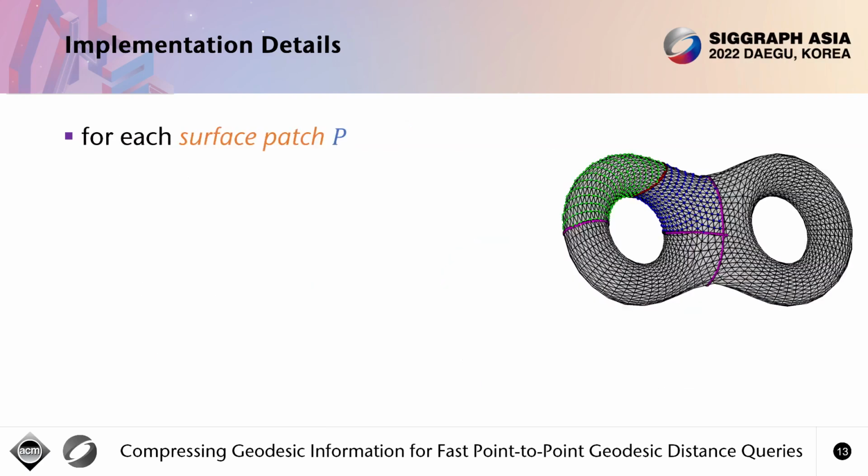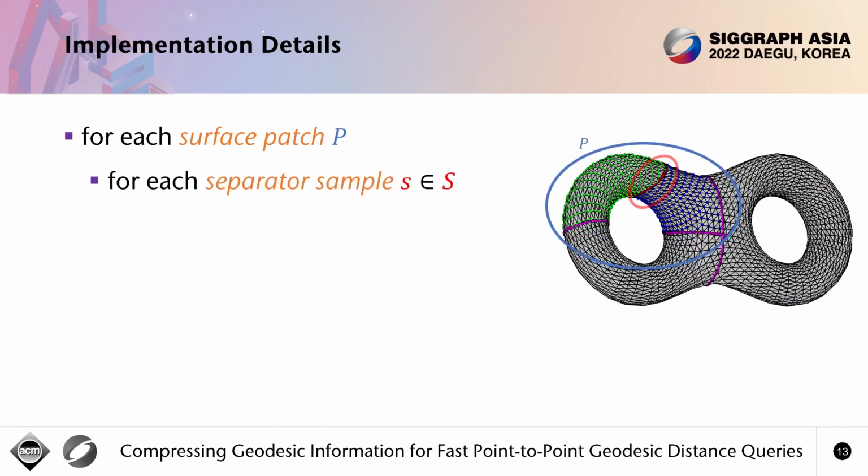Now, once we have our bisection tree, then for every surface patch we create while building the tree, for example this one, we do the following. We first consider all the separator samples of all the separator curves that we use to split this patch into further sub-patches. And for each of these samples, we use our black box geodesic distance method to compute a distance field to all the points in this patch. So here it will be all the green and the blue vertices.